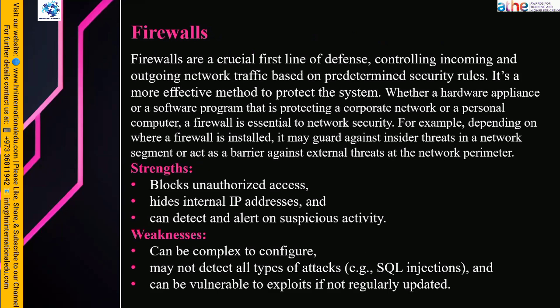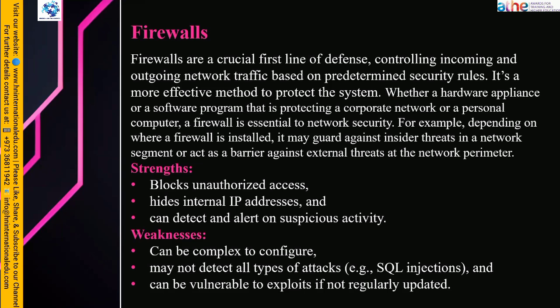Firewalls are a crucial first line of defense. This is the first line of defense that detects or controls attacks from incoming or outgoing network traffic based on predetermined security rules, because there is a fixed set of rules that work for firewalls, and we can only use them to make our system work. It's a very effective method to protect the system, whether a hardware appliance or a software program that is protecting a corporate network or a personal computer.